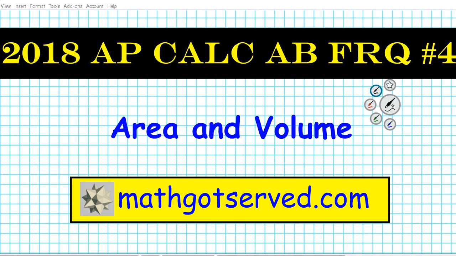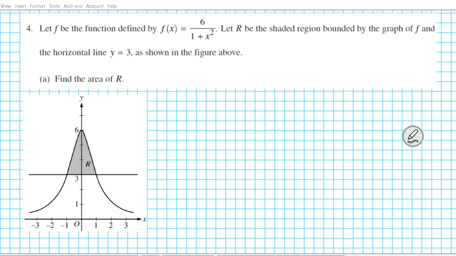In this clip, we're going to be going over question number 4 of the 2018 AP Calculus Free Response questions. We're going to be looking at how to calculate area and volume and also a problem on the application of our differentiation rules. All right, let's take a look at question number 4.